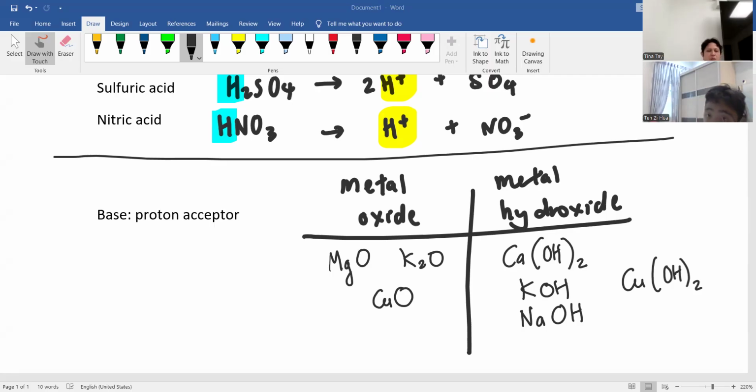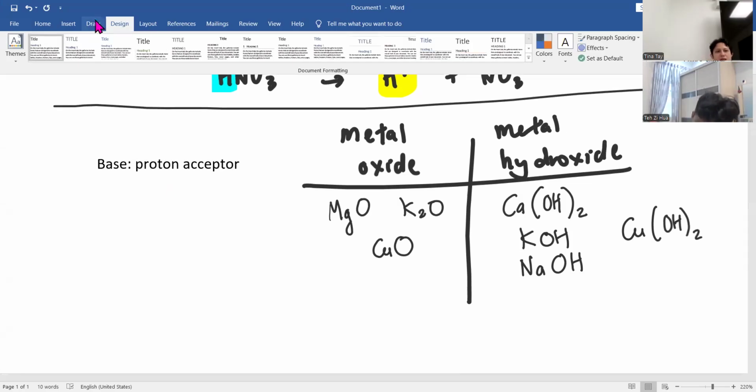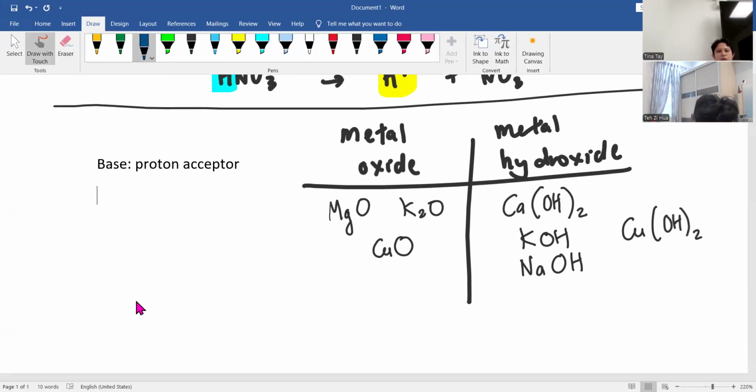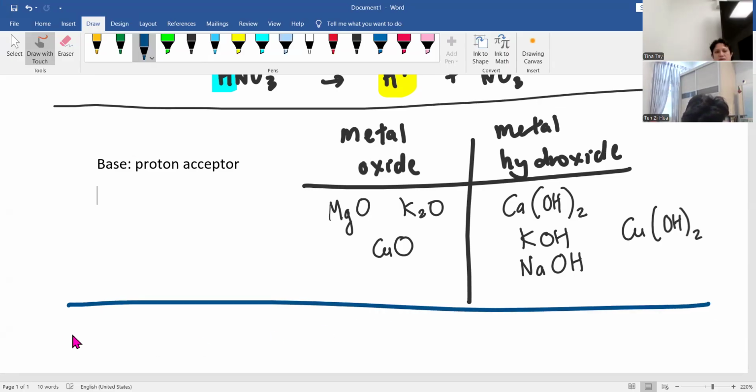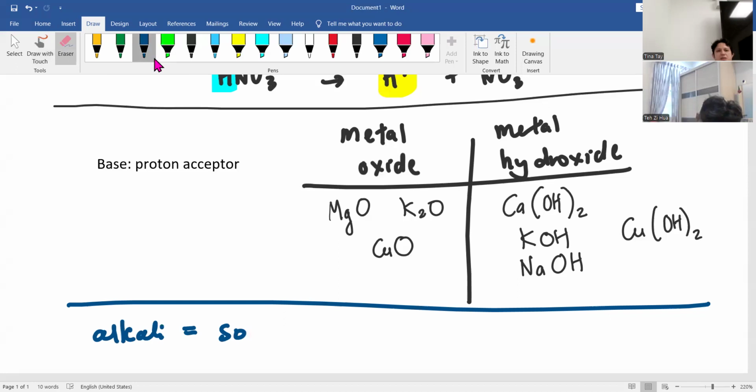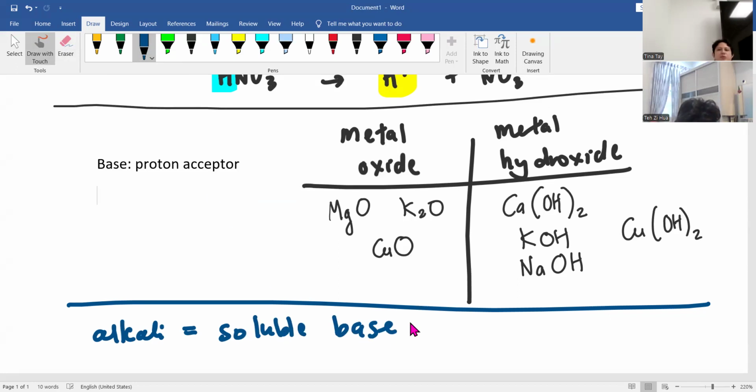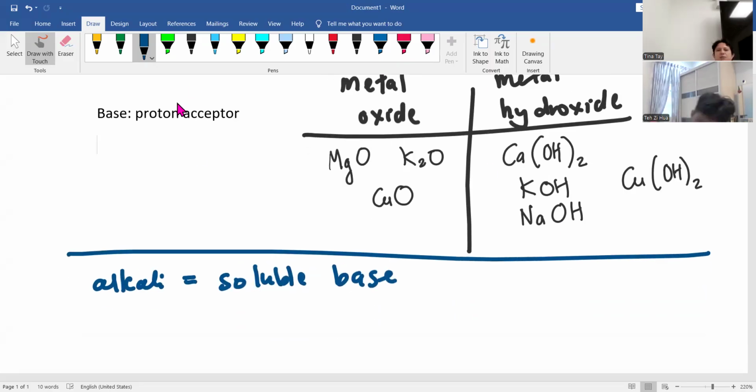So what about alkali? Now we go to part three. What's an alkali? An alkali is a soluble base. So alkali is a base also. That means a base that can dissolve in water. If a base can dissolve in water, it's called an alkali. If a base cannot dissolve in water, it's called a base.